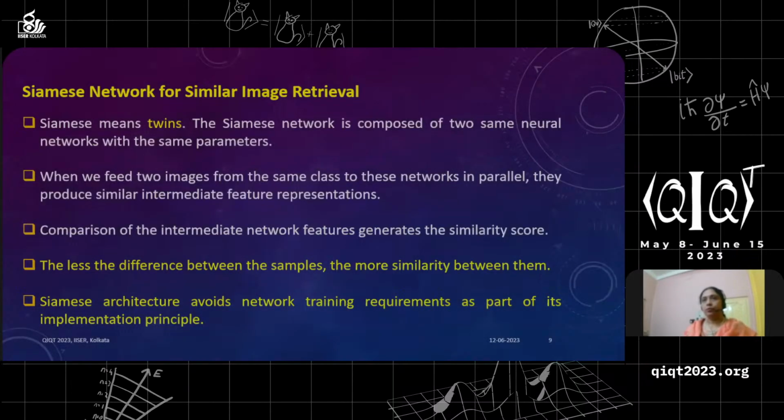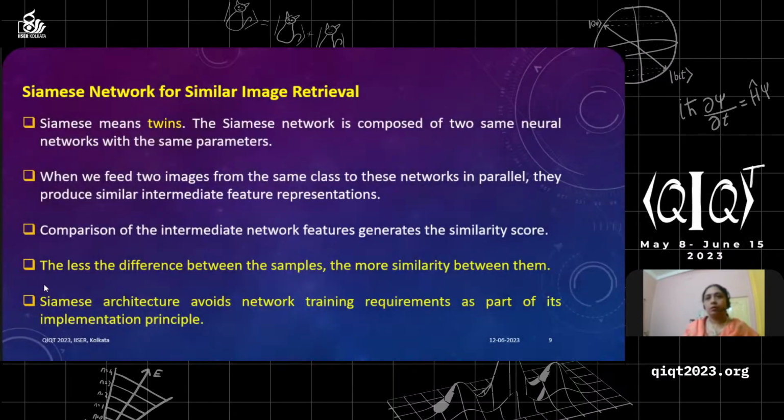The important point regarding Siamese network architecture is that the less the difference between the samples, the more similar the images are. And Siamese architecture avoids network training requirements as part of its implementation principle, as we have seen in our previous slide.